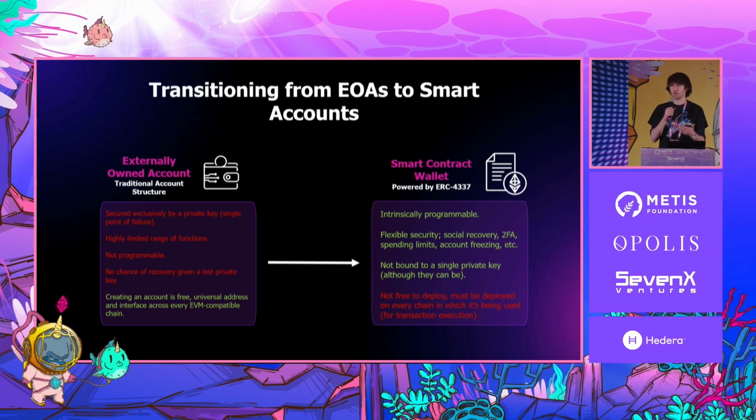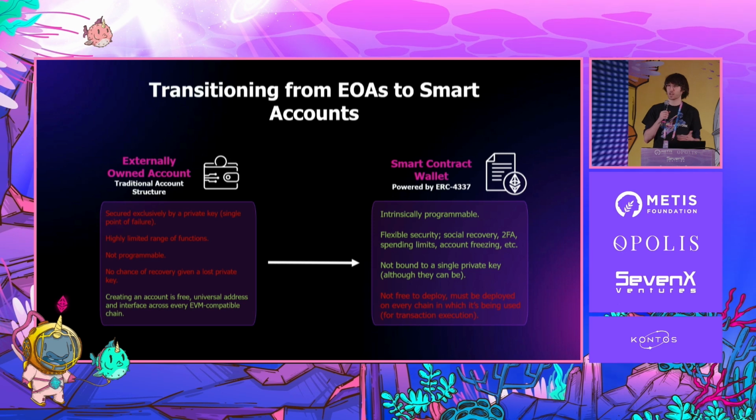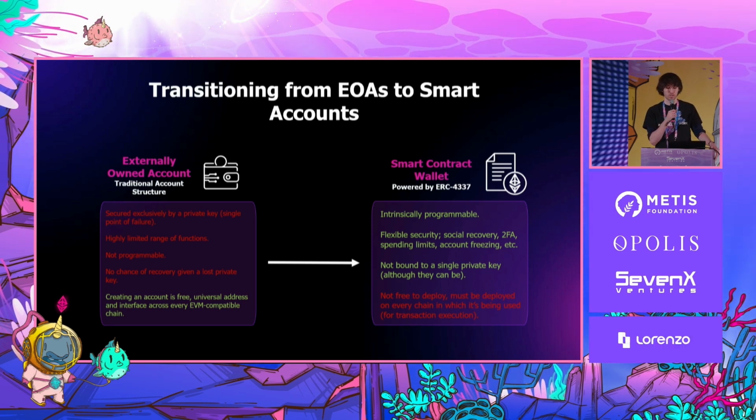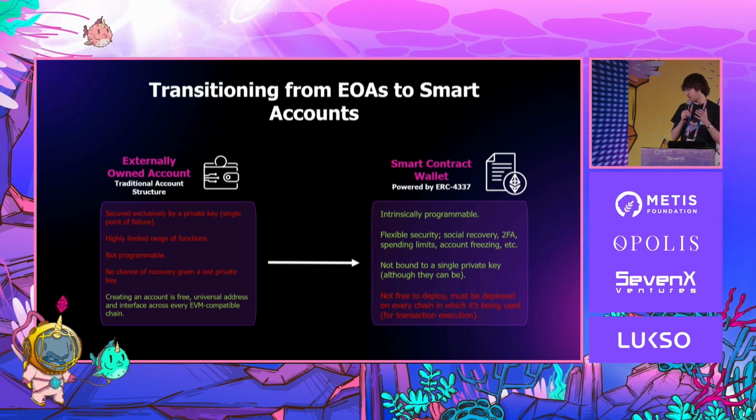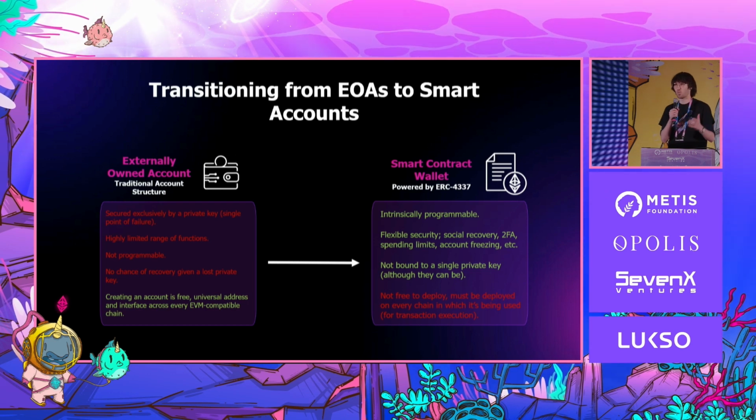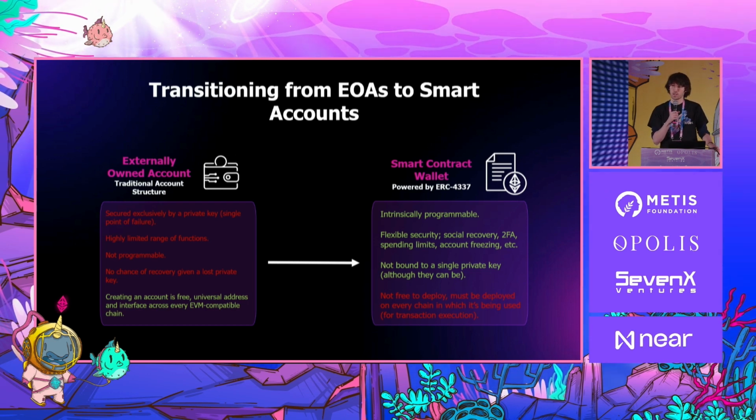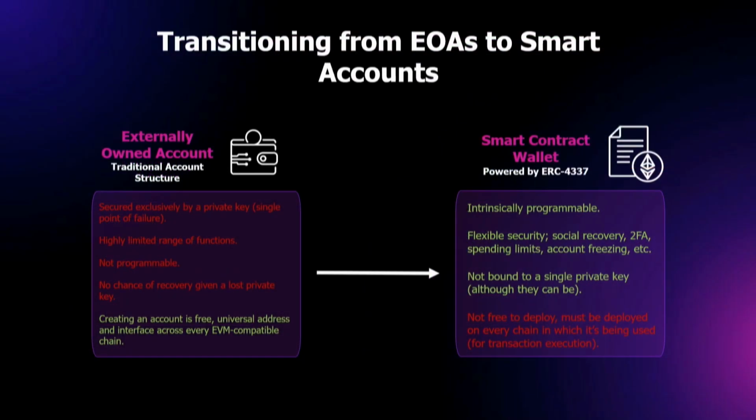Do you want 2FA? Do you want guardians? Do you want gasless transactions, et cetera? This is possible through smart contract wallets and isn't necessarily possible through EOAs. Additionally, like I alluded to just now, these have very flexible security. While EOAs are just bound to one private key and how you can secure that, smart contract wallets extend this pretty far into things like I mentioned, 2FA, social recovery, et cetera.